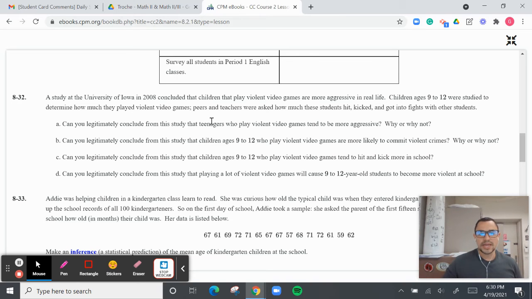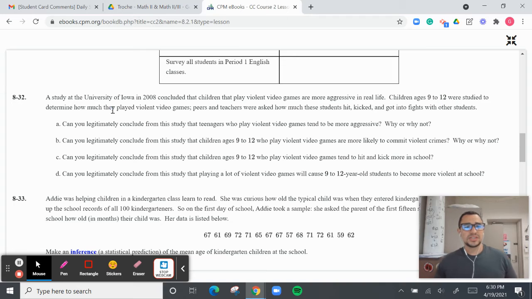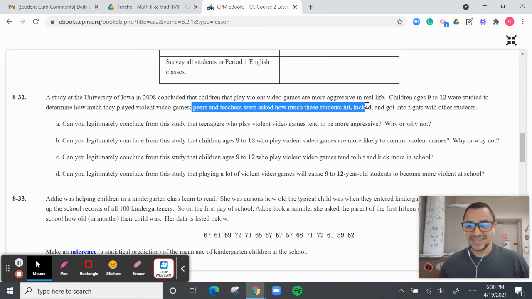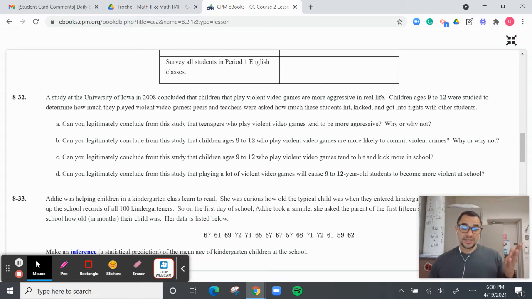So here at 832, we have a study out of the University of Iowa, 2008, that concluded that children who play violent video games are more aggressive in real life. And there's another flaw in here. Children 9 to 12 were studied to determine how much they played violent video games. Peers and teachers were asked how much these students hit, kicked, or got in fights with other students. So by watching and playing violent video games, do they actually become violent in nature?